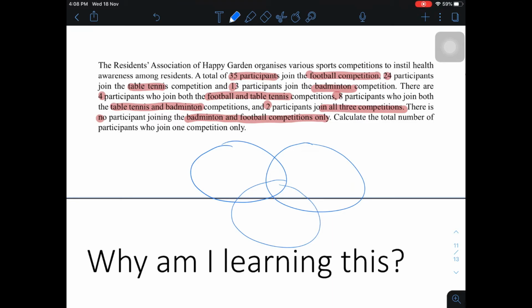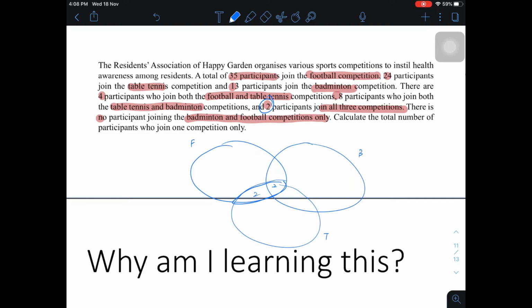So let's list this as football, badminton, and table tennis. So we understand that 2 participants join all 3. And then for badminton and football competitions, it will be none. And for football and table tennis, there is 4. So over here, it should be 4. So 4 minus 2 equals 2, right?